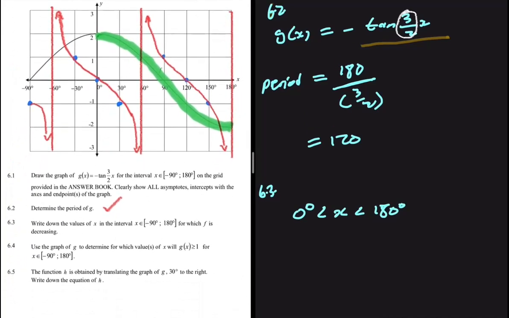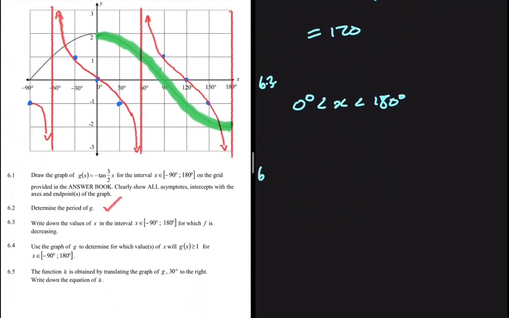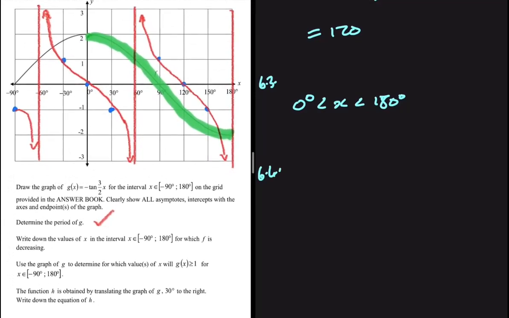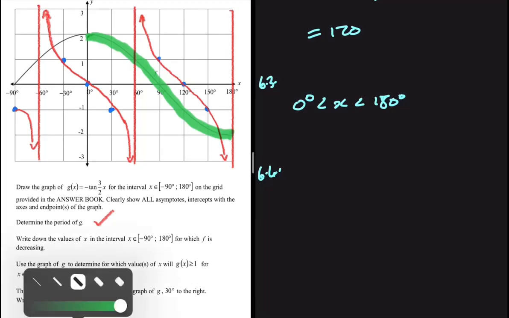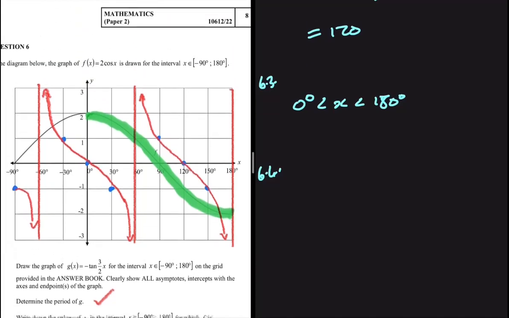Let's look at 6.4. Use the graph of g to determine for which values of x will g of x be greater or equal to 1 for the interval minus 90 to 180 degrees. g of x is minus tan 3 divided by 2x. So let's go ahead and find out. We need our graph to be greater or equal to positive 1. So at minus 90, it is equal to 1. It means that this part of the graph should be part of our solution.